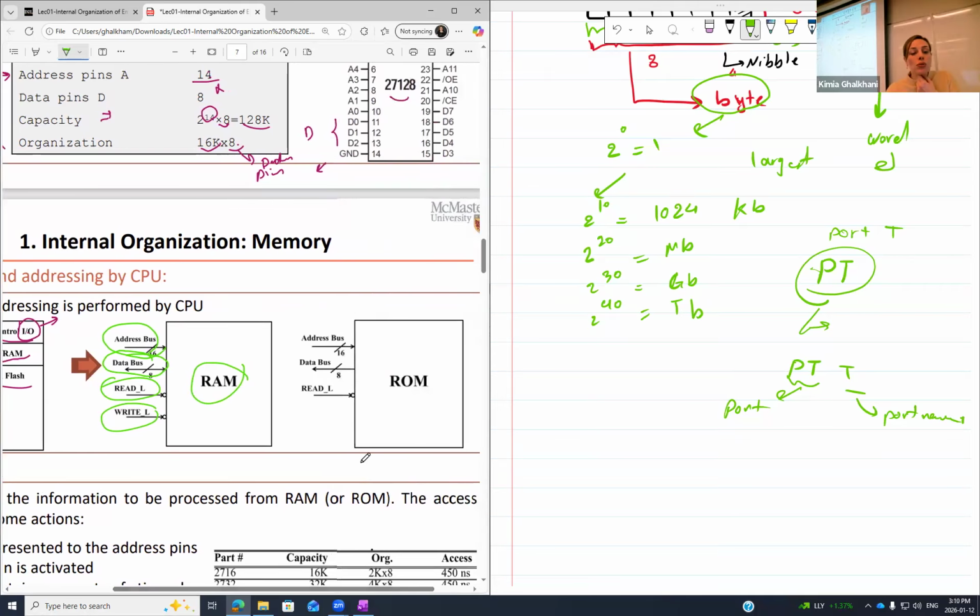And then write in here. How about ROM? ROM is only address bus, data bus, and read. Why is that? ROM is read only. That's why, since ROM is read only memory, I do not have write in here anymore. I cannot write into the ROM. I can only read from ROM. Make sense?